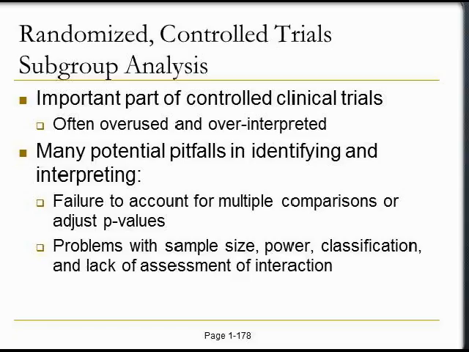Subgroup analyses also cause problems in terms of sample size and power. Seldom are subgroup analyses thought of in the design of a trial in terms of how we estimate the number of subjects that we'll need. That's almost always based on the primary and perhaps a secondary endpoint, but not these small subgroup analyses.